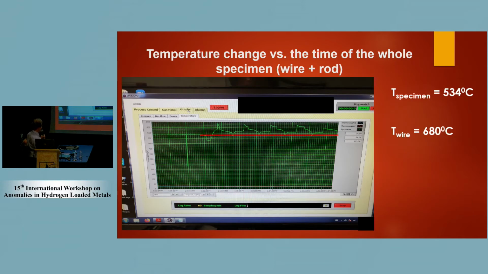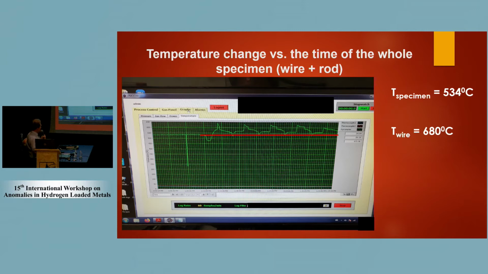You can see here the change of the temperature. It is another experiment, not exactly the experiment shown on the video. On the video, the initial temperature was 520 degrees C. Here we have 534 degrees C, and the temperature of the wire is 680 degrees C.